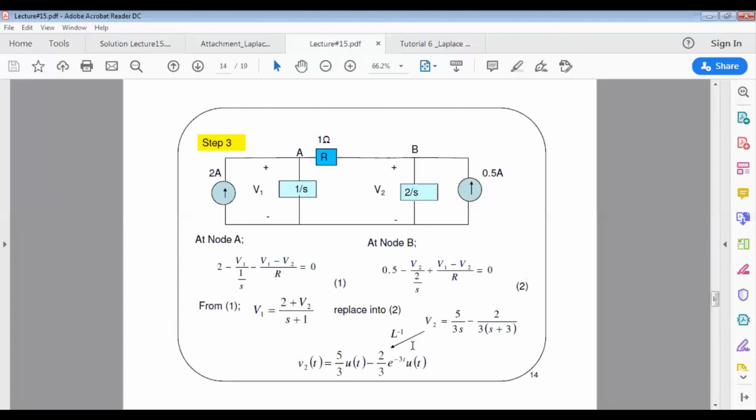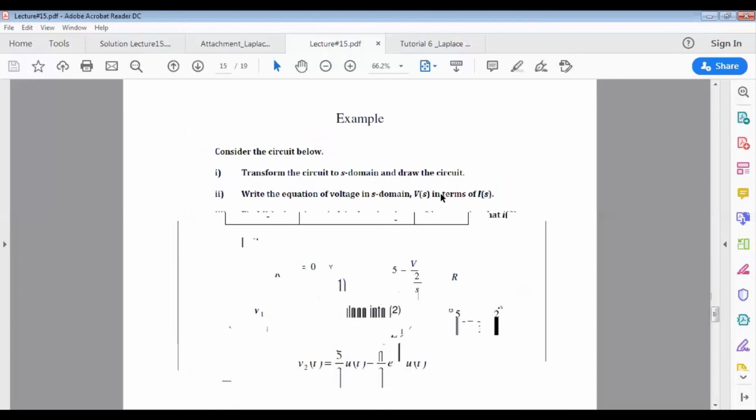When we do the inverse Laplace transform, this becomes 5 over 3 u(t) minus 2 over 3 e to the power of negative 3t u(t). This is V2(t) in the time domain. You can prove this on your own, to show the use of the Laplace transform in solving the node analysis problem. Okay, I'm going to stop here. Next, in part 3 of this lecture 15, we're going to do a few examples of solving circuit analysis problems using the Laplace transform. See you in part 3 of lecture 15.